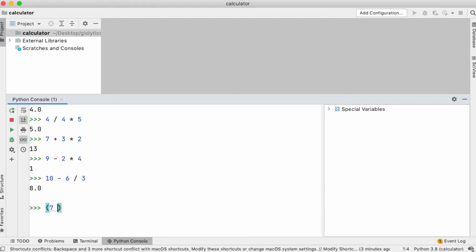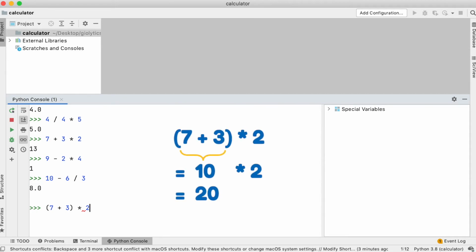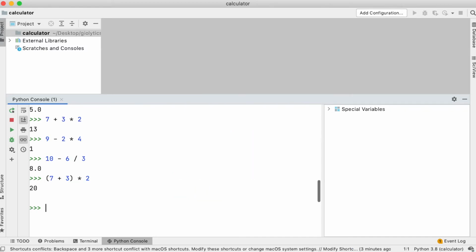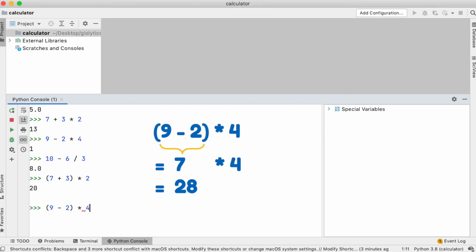In brackets, 7 plus 3, times 2. Even though addition has lower precedence than multiplication, 7 plus 3 is evaluated first because they are in brackets, giving us 10. Then 10 is multiplied by 2, which results in 20. Let's move on to the next one. In brackets, 9 minus 2, times 4. 9 minus 2 are within brackets, so they are calculated first, which results in 7. Then it is multiplied by 4, giving us 28.